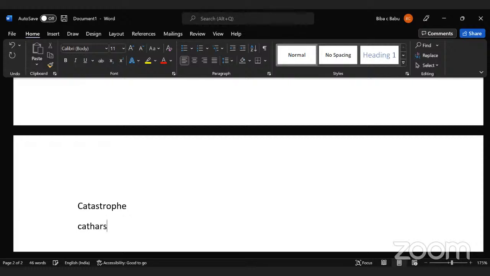Next is catharsis. This is a very important word because you will come across this word most of the time. Catharsis is used in tragedy. Again, it is used in tragedy. It is a cleaning process. It is cleaning or purging of emotions, in which the characters get liberated from pity, fear, anxiety, tension, etc.